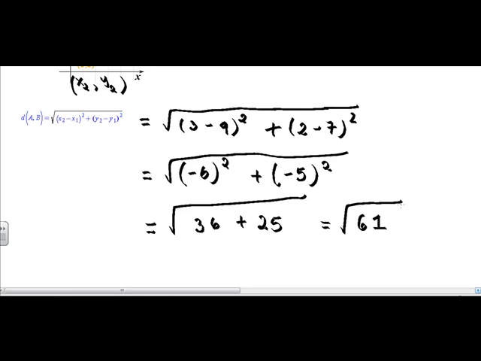So I have 36 plus 25 is 61. I don't think I can simplify the square root by taking a square root of this. So this is your answer as the exact value. But if you want it approximate, then you have to put this in the calculator. So let's do that. I put it in the calculator, I come out with approximately 7.810. That is the distance.